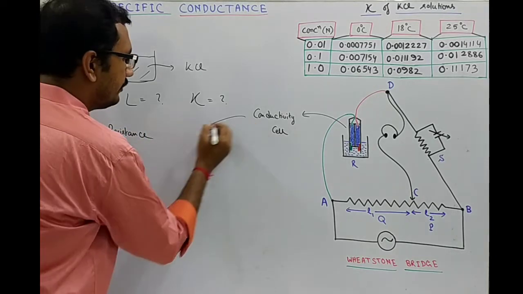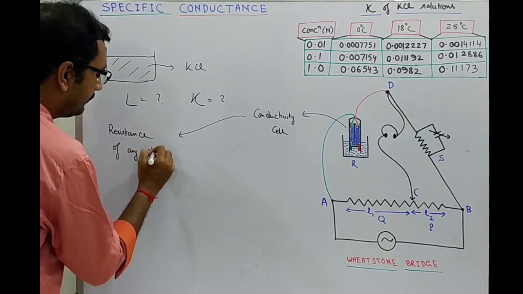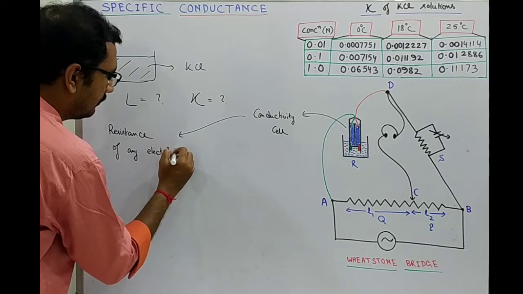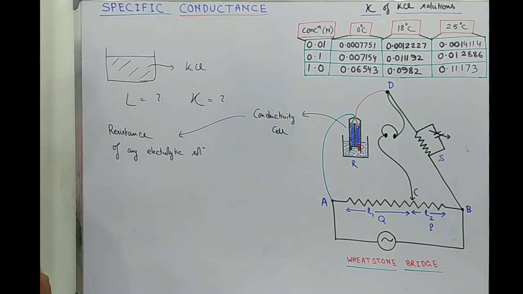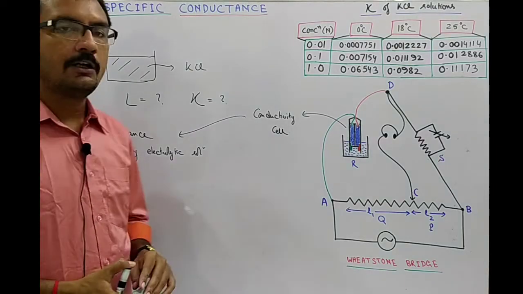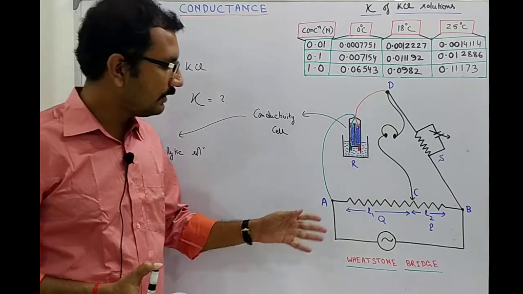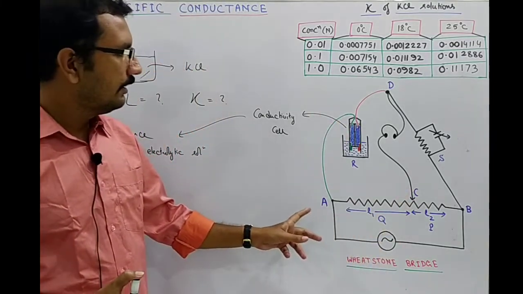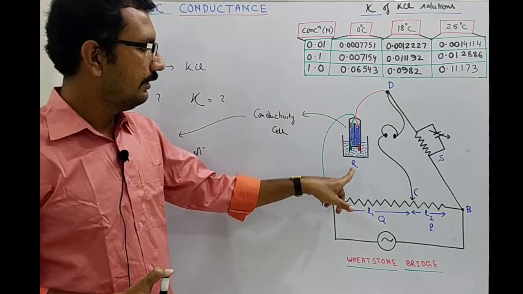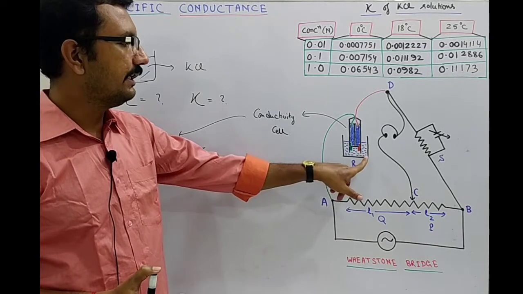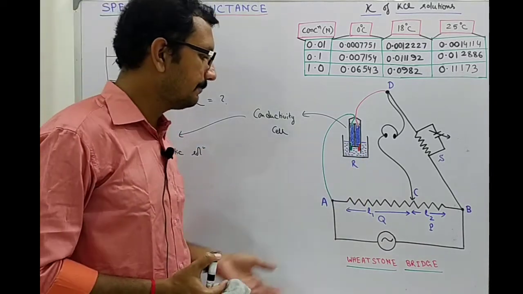Conductivity cell is going to give you the resistance of any electrolytic solution. Now, how to find that resistance? For that you need a Wheatstone bridge. So, based on the Wheatstone bridge principle, conductivity cell will measure the resistance of any electrolytic solution. So, how this principle works, let us see.